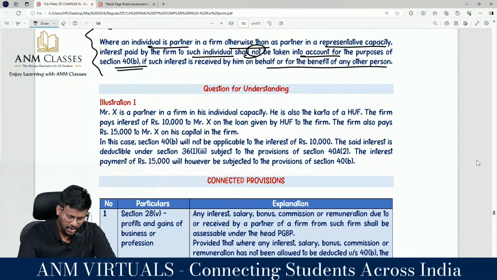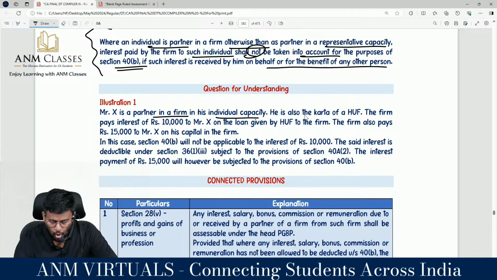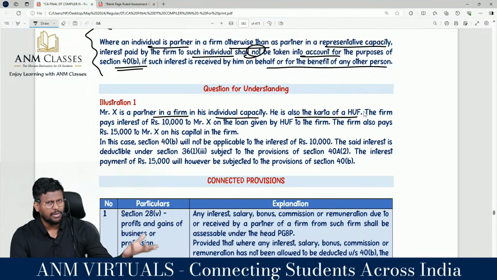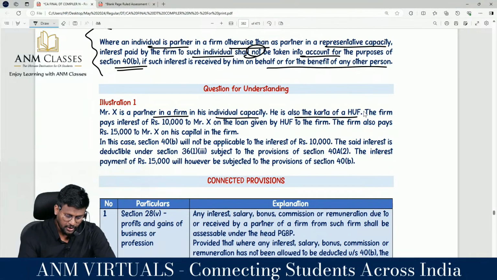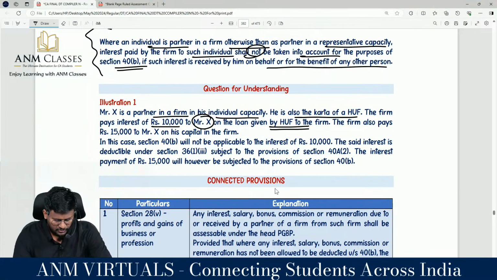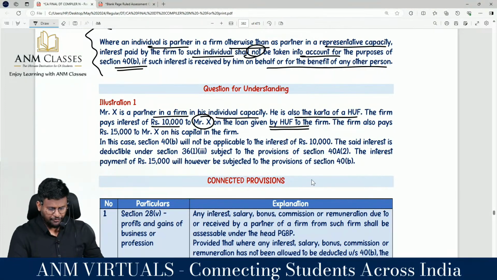For example, Mr. X is a partner in a firm in his individual capacity. He is also the Karta of HUF. Fine, possible. I am a partner in a firm and I am also a Karta of HUF. The firm pays interest of 10,000 to Mr. X on the loan given by HUF to the firm.